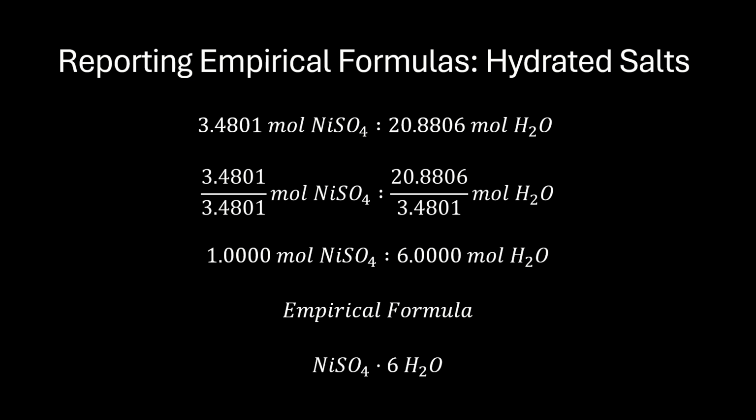Dividing by the lowest of those numbers, whether we had 2 mole amounts or 3 or 4, it doesn't matter, dividing by the lowest number among our ratios, we end up getting, for every 1 mole of nickel sulfate, 6 moles of water.